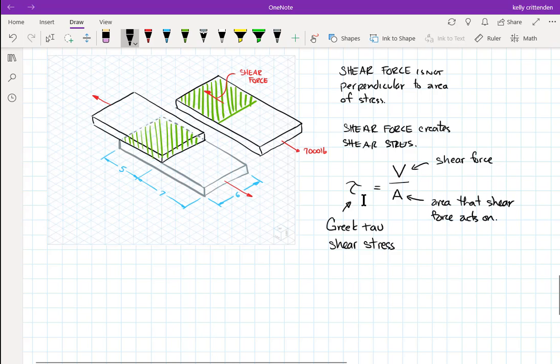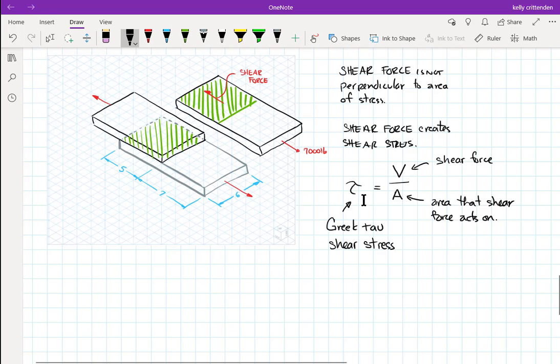And it doesn't have to be glue. You can have shear forces in bolts and rivets and things like that. You can have shear forces in these plates if we arrange the forces differently. We'll look at some other samples here in a second. But for now, let's calculate this.